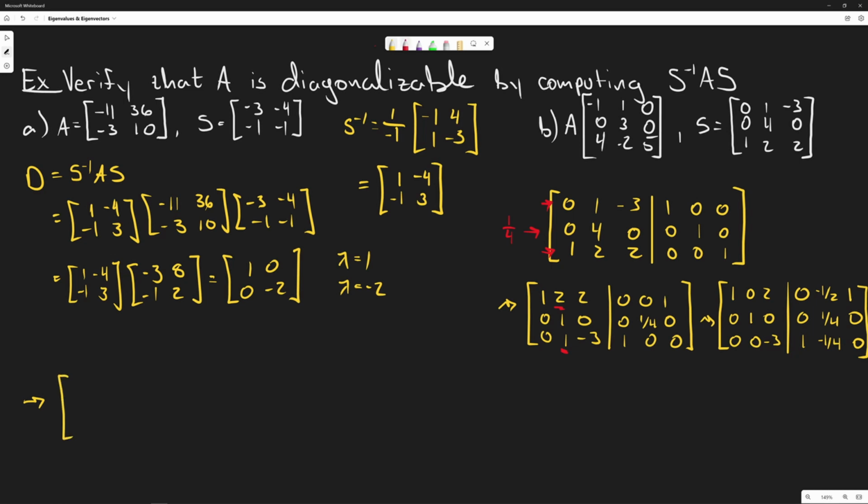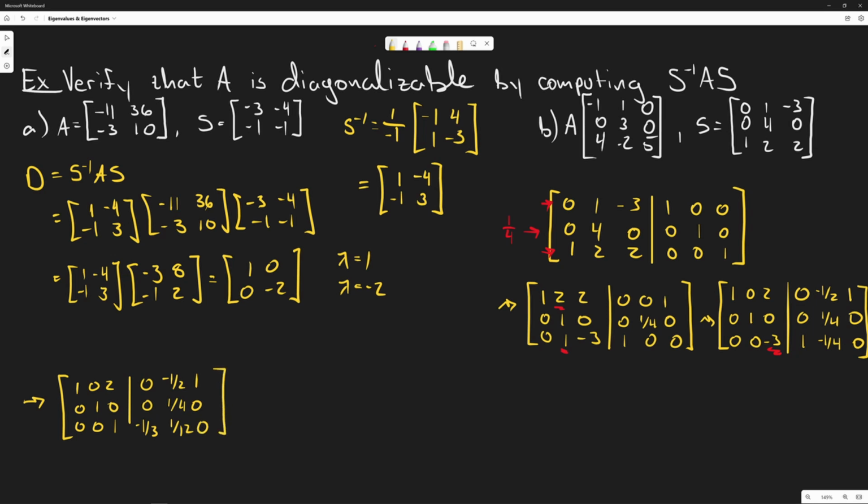So now what we're going to do is get rid of this -3. The first two rows remain the same: 0, 1, 0. This will be 0, 0, 1. And then all of these will follow through. This, however, because we're dividing by -3, will be -1/3, and this will be 1/12, 0.